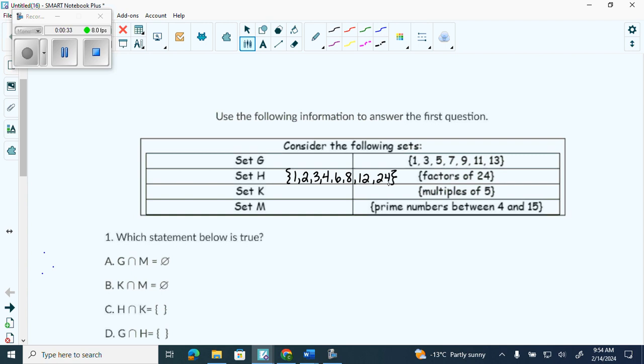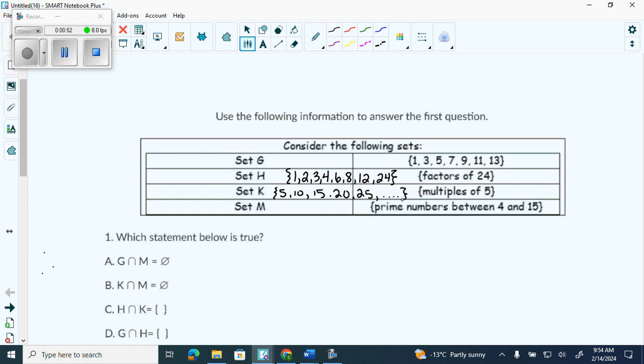Okay, multiples of 5. 5, 10, 15, 20, and it would keep going because there's no universal set here, right? 5, 10, 15, 20, 25.